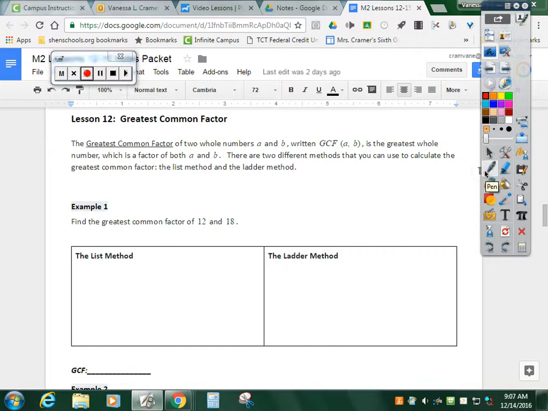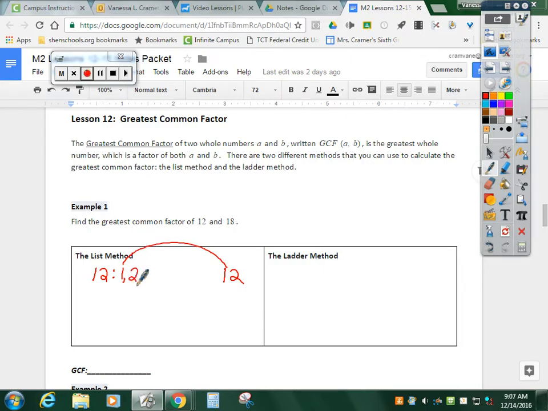Okay, the first one, we're going to find the greatest common factor of 12 and 18. A factor is something multiplied by something else to get a product. So I'm going to do a way called the list method that you've probably seen in elementary school. I always start with the number 1 because I know 1 is a factor of all numbers. 1 times 12 is 12. 1 and 12 are factors of 12.